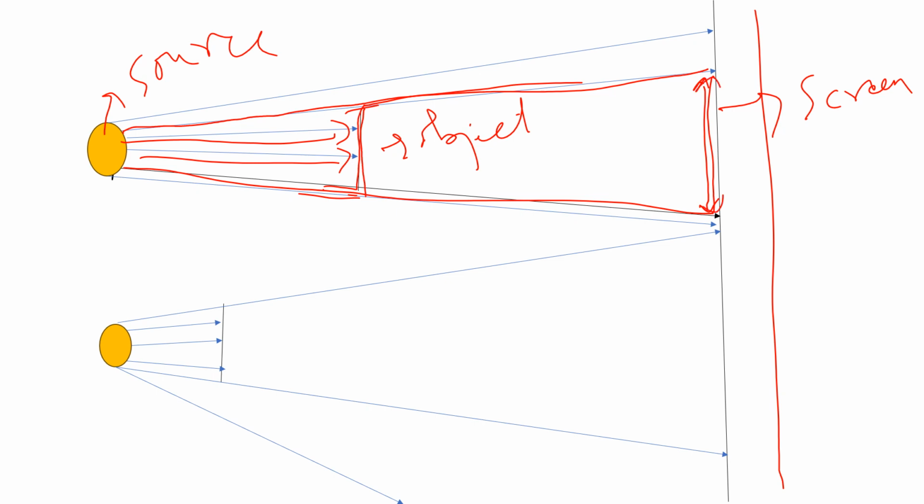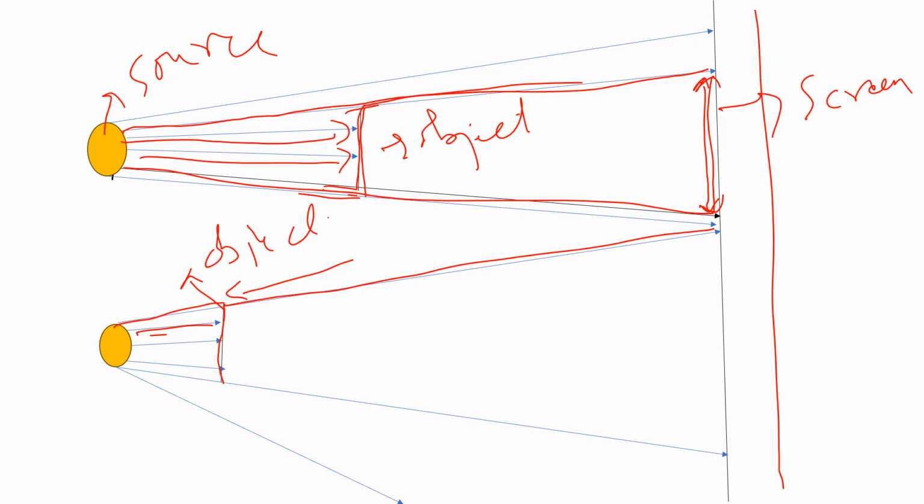Now move the object closer to the light source. This is the object, and draw the rays from the source. You can see that the shadow that is formed is bigger than the previous one. As you move closer to the light source, the object blocks more of the light and the shadow that is formed will get bigger and bigger.